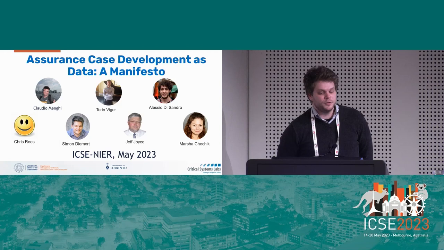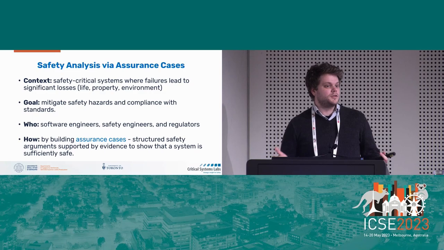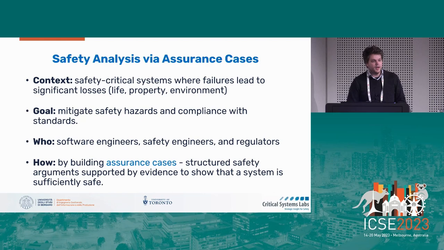So the context for this work is safety critical systems. These are systems where there's a loss to life or property or the environment that's intolerable, and we have to mitigate hazards associated with these systems. And one of the established methods for doing this is by preparing what's called an assurance case. This is a structured argument that's supported by evidence that the system is acceptably safe.